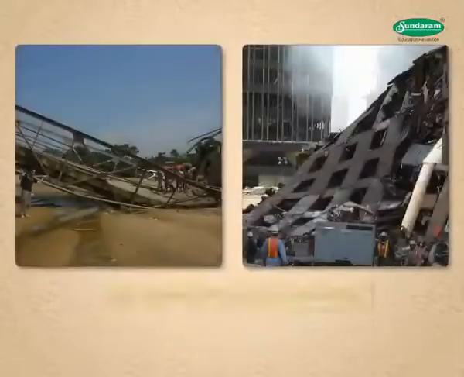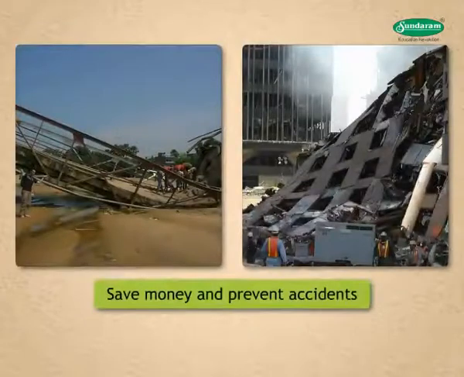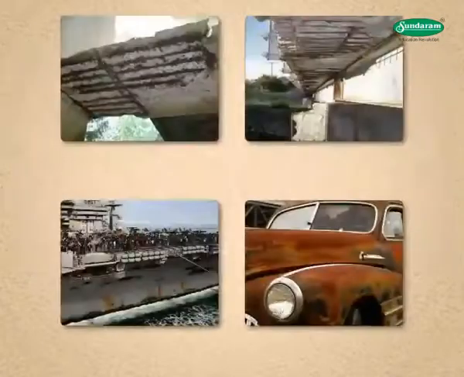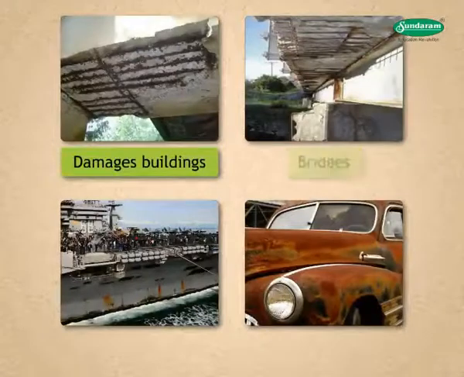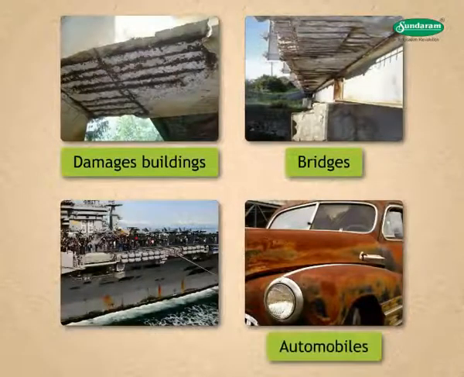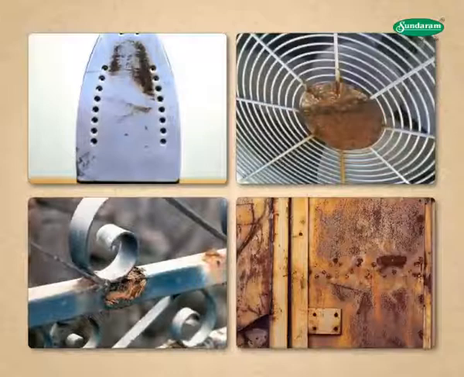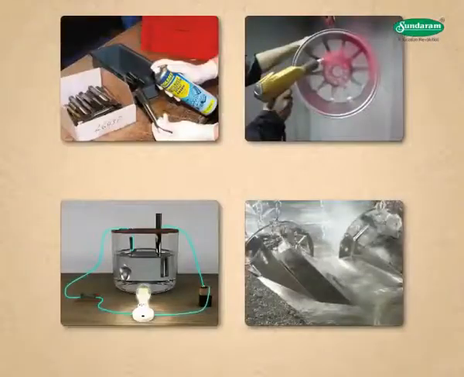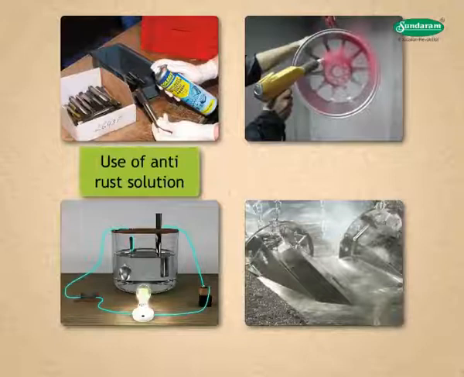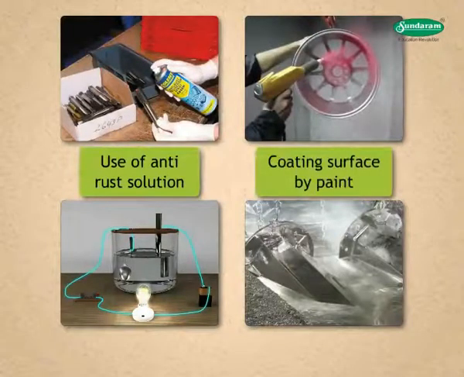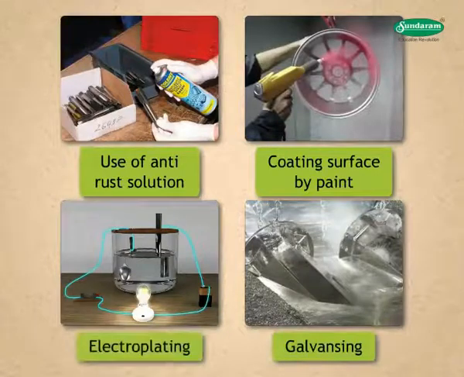Prevention of corrosion is always necessary. It will not only save money but also prevent accidents. Corrosion damages buildings, bridges, automobiles, ships and other articles mainly made of iron. It can be prevented by using anti-rust solution, coating the surface with paint, and processes like galvanizing and electroplating with other metals.